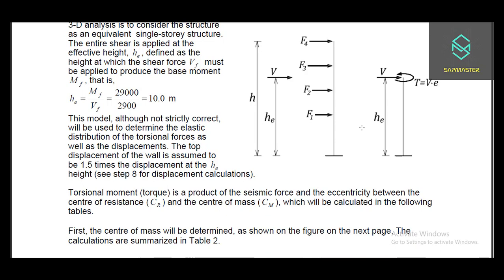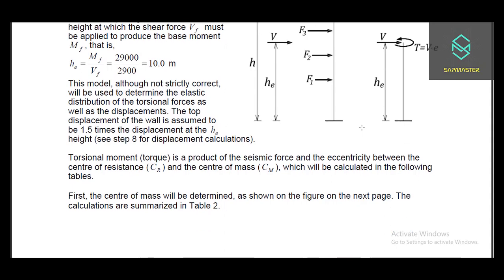In this model, although not strictly correct, will be used to determine the elastic distribution of the torsional forces as well as the displacements, but the top displacement of the wall is assumed to be 1.5 times the displacement at the effective height. The torque is a product of the seismic force and the eccentricity between the center of resistance and the center of mass, which will be calculated in the following table.